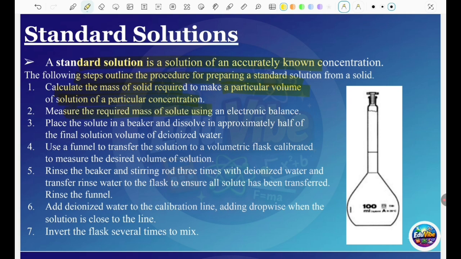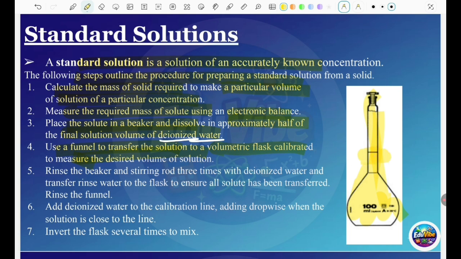Then you have to measure the mass of the solute on the electronic balance. Place the solute in a beaker and dissolve it in approximately half of the final solution volume of deionized water. Very important, you have to use deionized or distilled water to prepare this. Then use a funnel, this type of funnel, to transfer the whole solution to the volumetric flask of the desired volume.